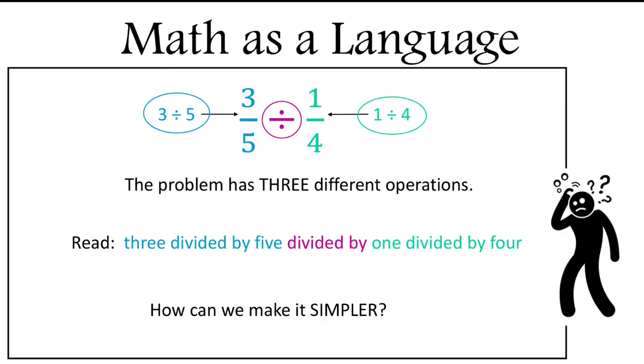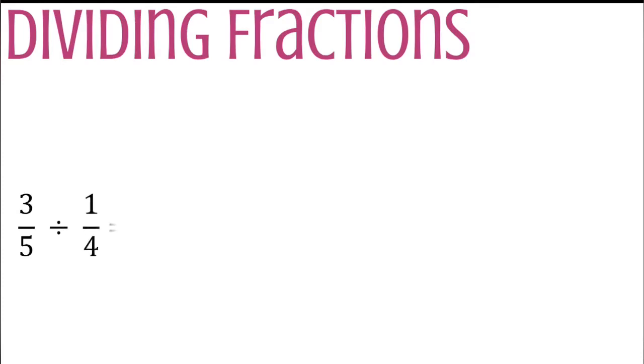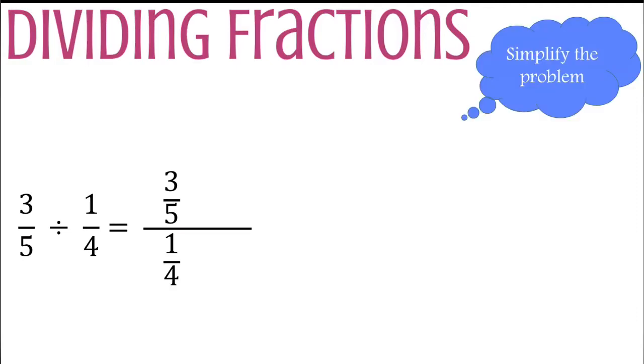Is there a way we can make it simpler? 3/5 divided by 1/4. I'm going to take this problem and turn it into a mega fraction, which means 3/5 over 1/4. Whew, that sure looks complicated. How can we simplify this problem? Well, let's think back to the reciprocal, and remember, if I take a fraction and multiply it by its reciprocal, it gives us a product of 1. This is going to be very helpful for the denominator.